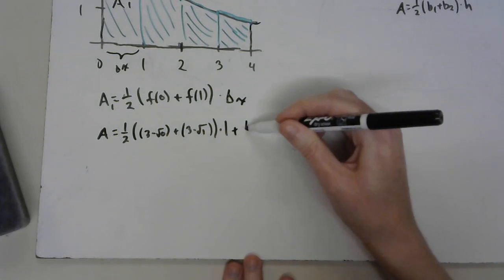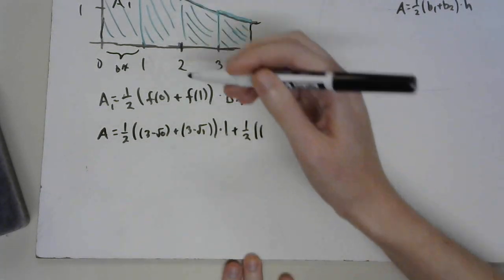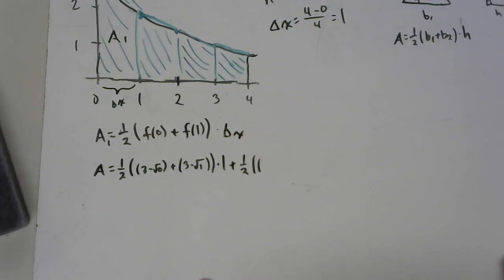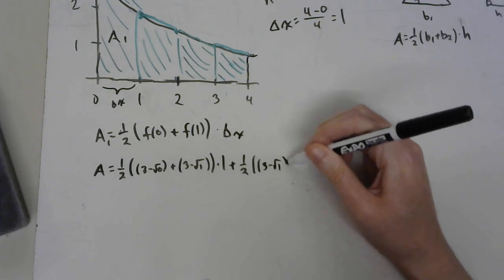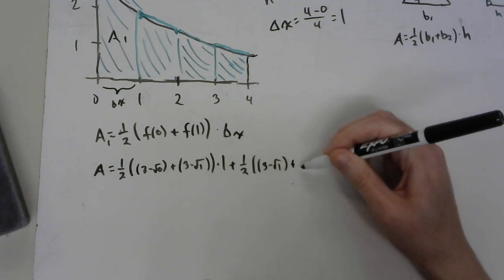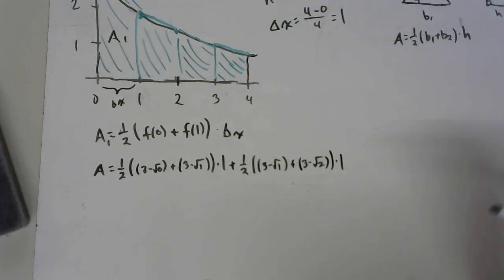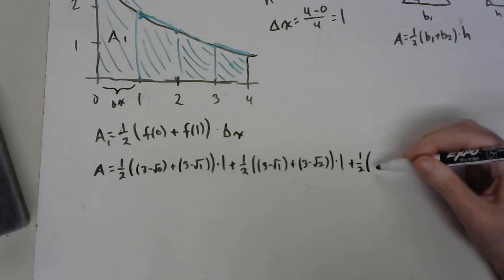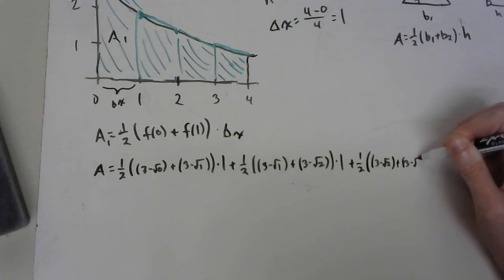Second area, that's going to look like 1/2. So this is going to be f of 1, this length right here. So I'll have 3 minus square root of 1. My other base, that's going to be f of 2. 3 minus square root of 2. That times delta x. Keep on going. Third trapezoid, 1/2 3 minus square root of 2 plus 3 minus square root of 3.